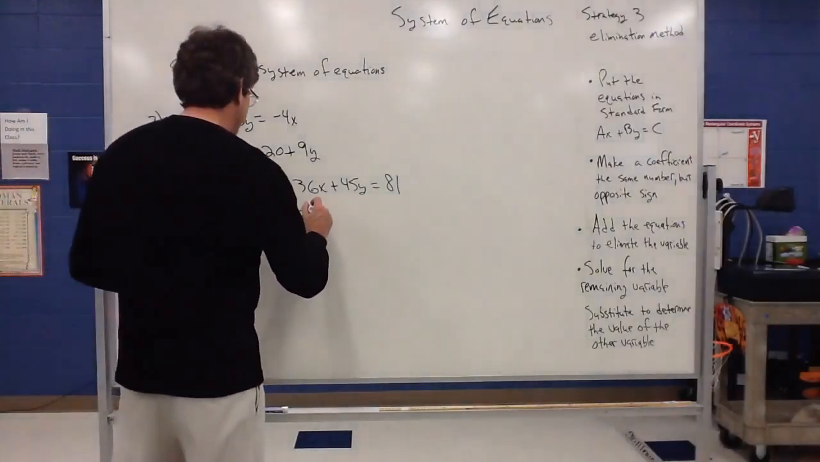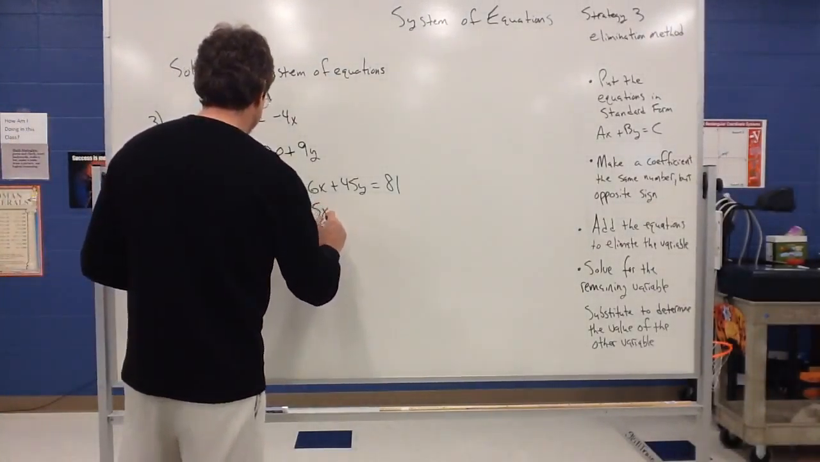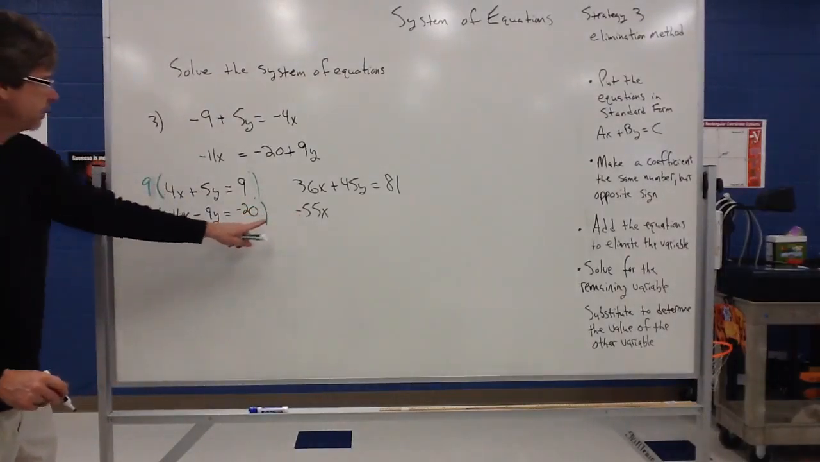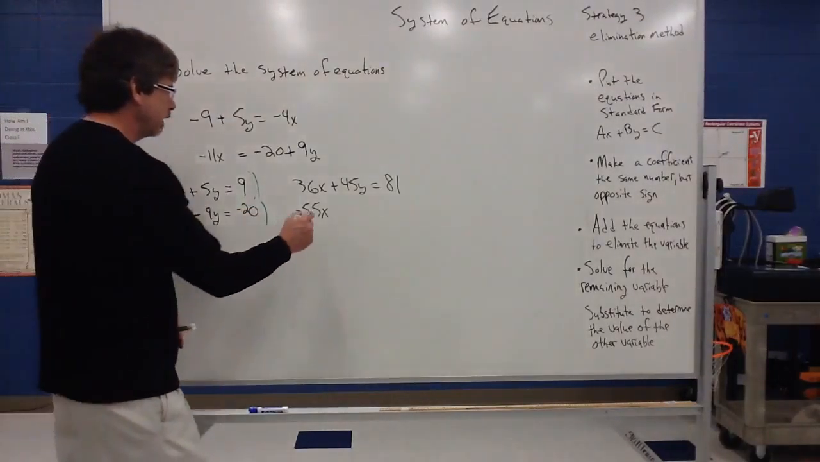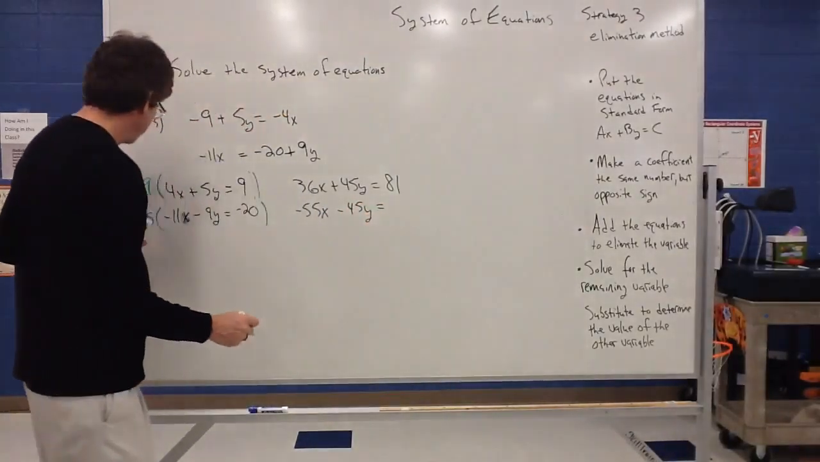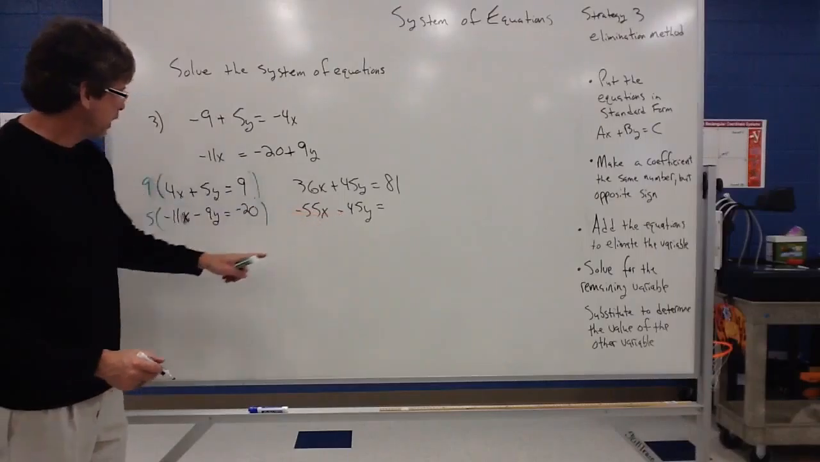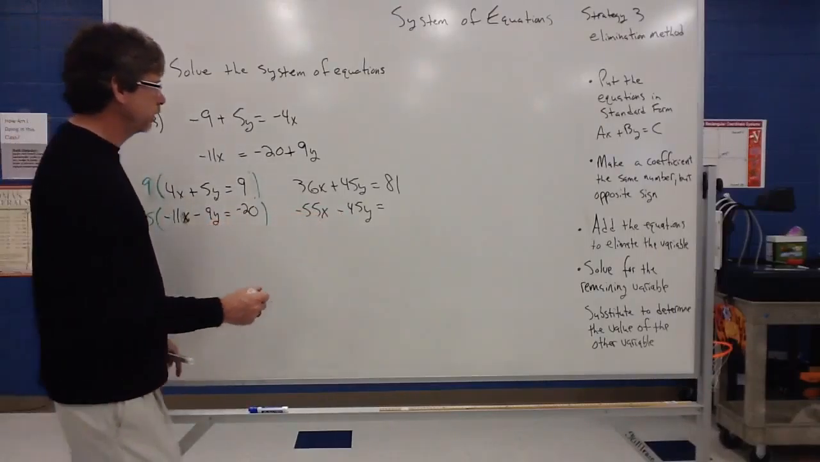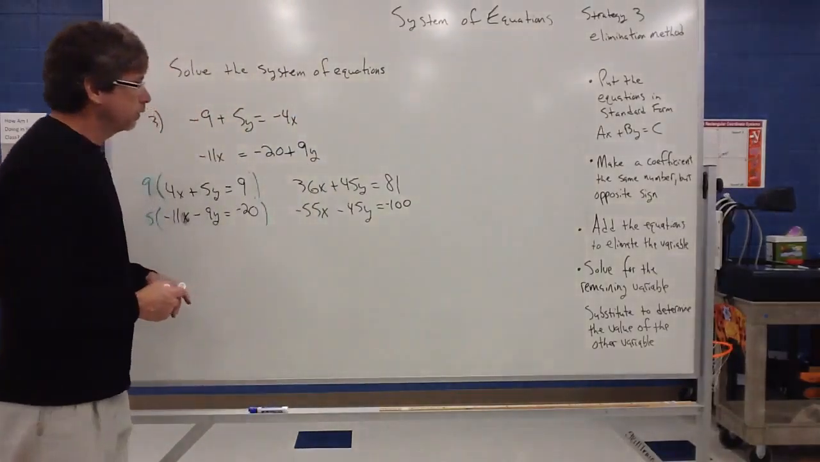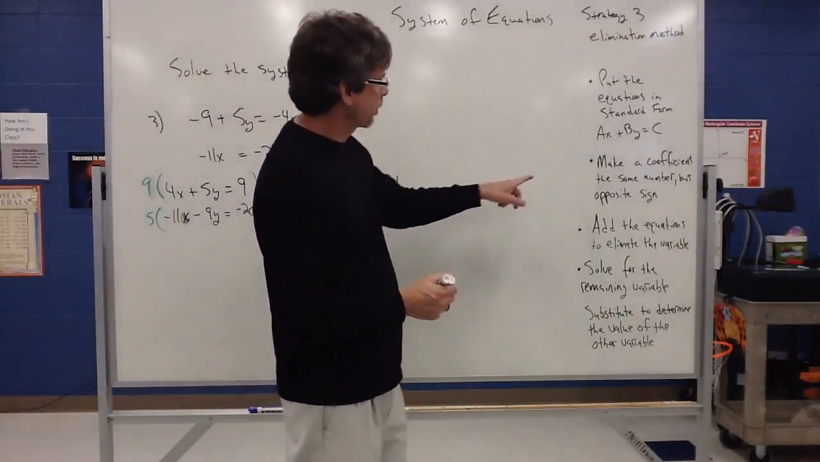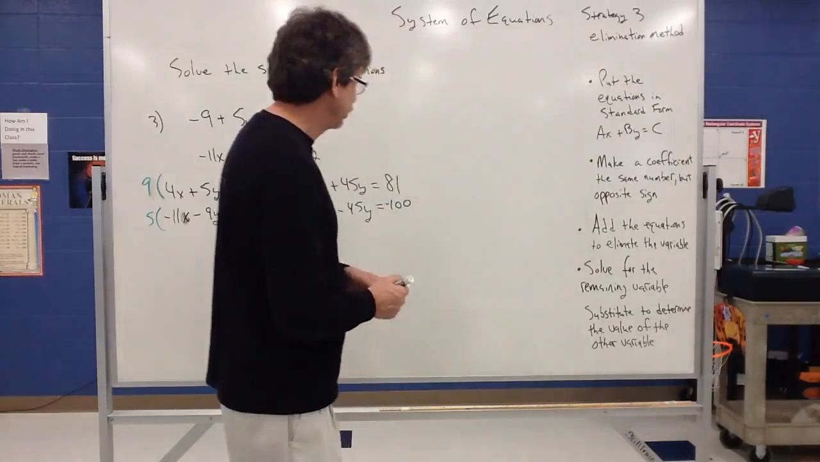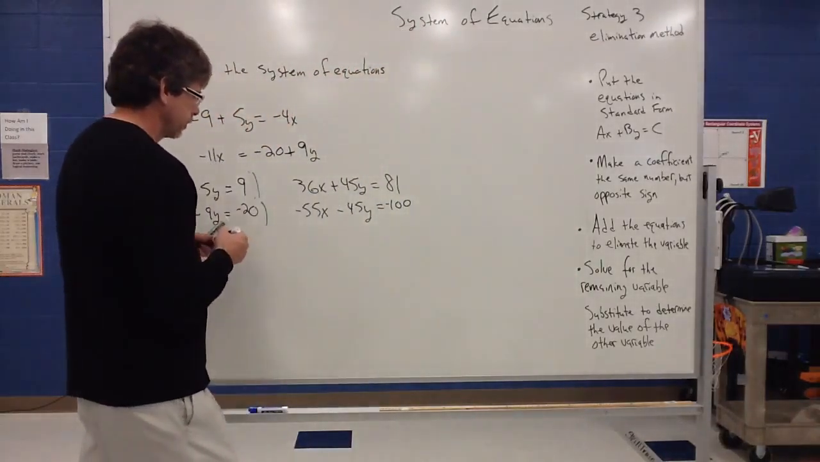So that's going to give me a negative 55x. So 5 times the negative 11 is negative 55. That's going to give me my negative 45y. 5 times negative 9 is my negative 45. And then 5 times my negative 20 would give me my negative 100. So I've got my coefficients the same. Now I'm ready to add to eliminate the variable.